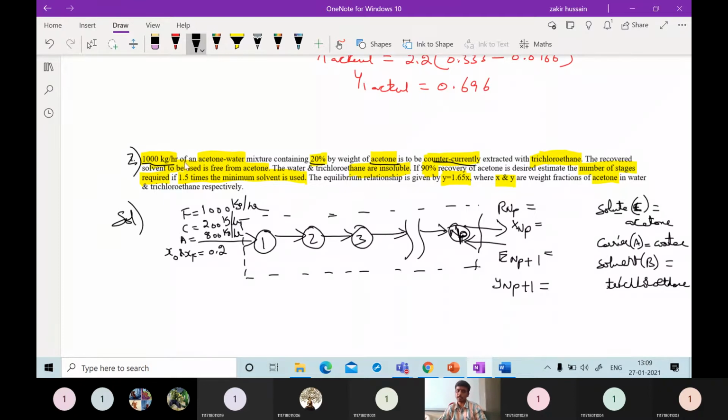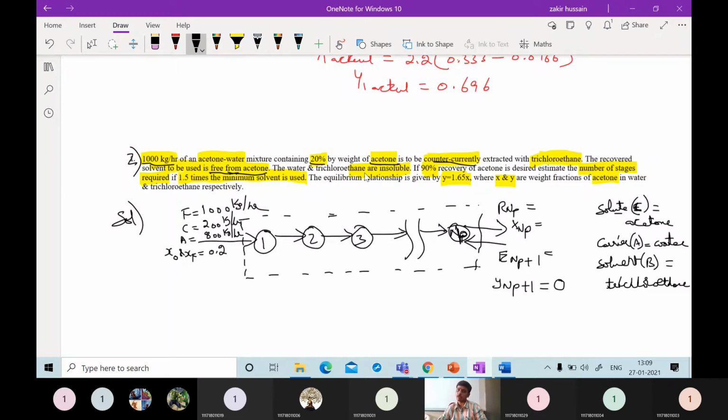The recovered solvent to be used is free from acetone. So this solvent is always free from acetone, meaning a fresh solvent or recovered solvent, they are making it free from acetone or solute. So YNP plus 1 is 0 from this statement. The recovered solvent used is free from acetone or free from solute, so YNP plus 1 is equal to 0.